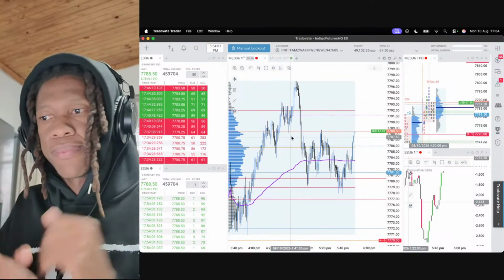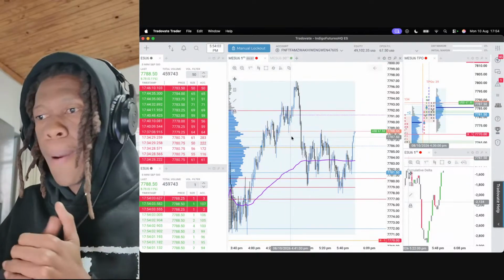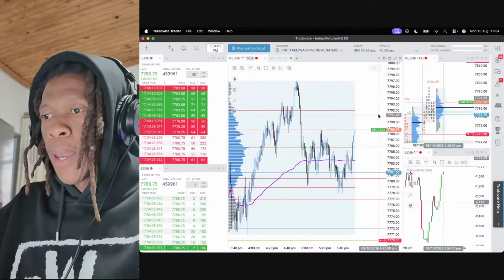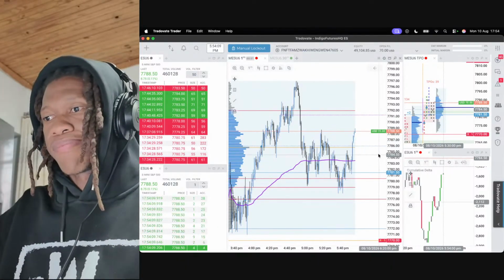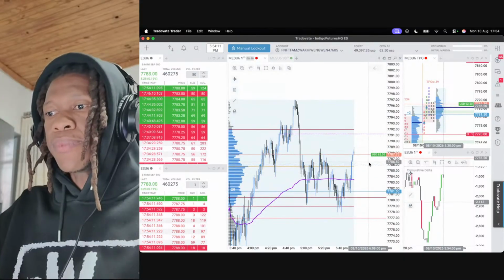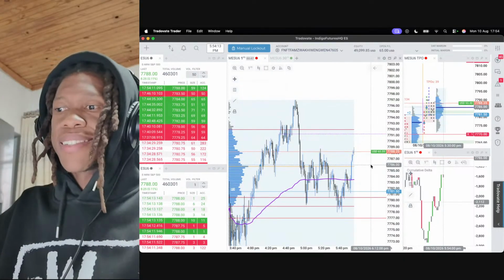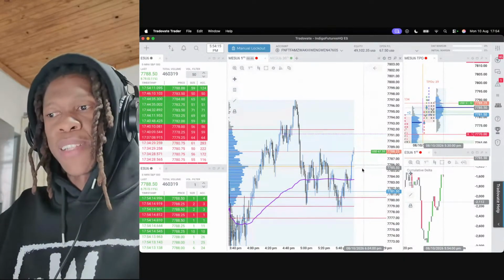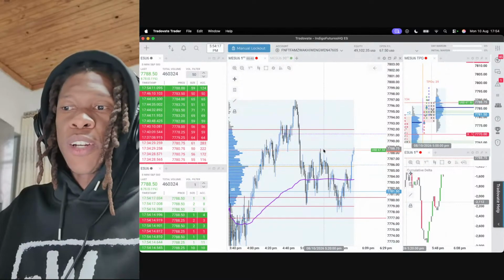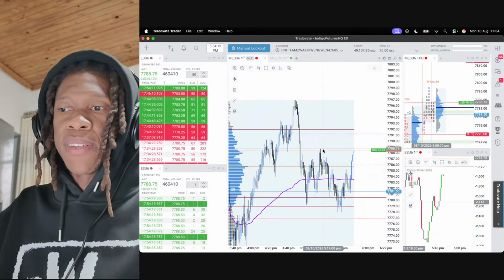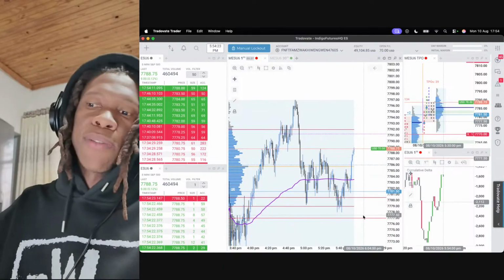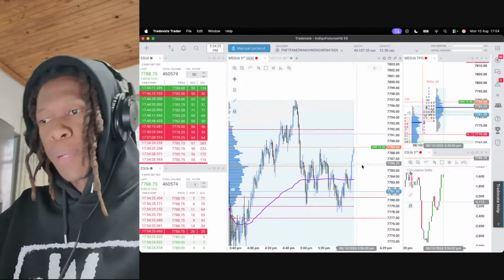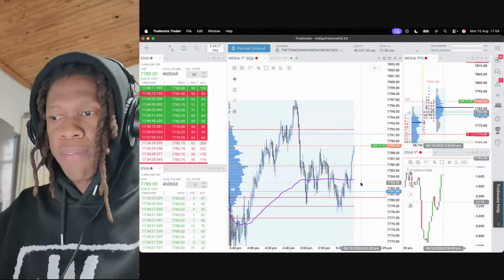Above overnight value. Yeah. So we do still need to stay above overnight value. It could just be a thing of like we're just getting some liquidity, sweeping some highs, and then a full move lower. But now we are outside of overnight value.